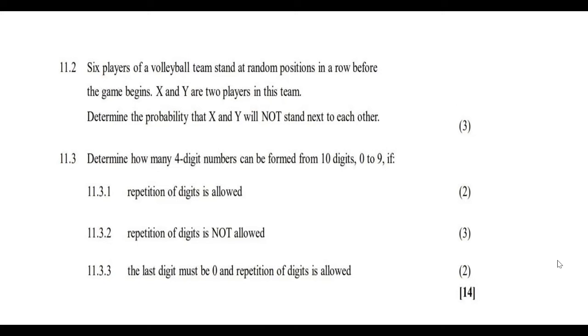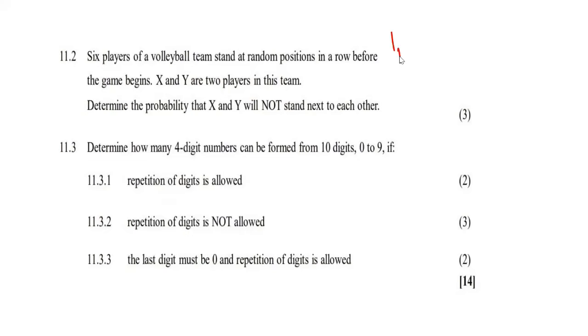Now, with this type of question, you need to consider that we can solve this question using the fact that we know about complementary events. So if we have the probability of A, add that to the probability of not A, we know that we should get 1, right? So to find the probability that X and Y will not stand next to each other could be a pretty daunting task.